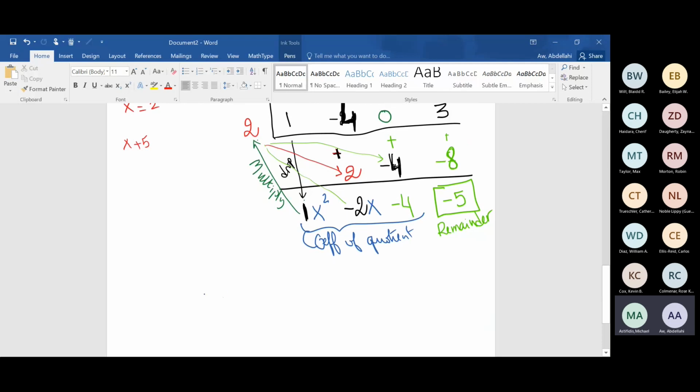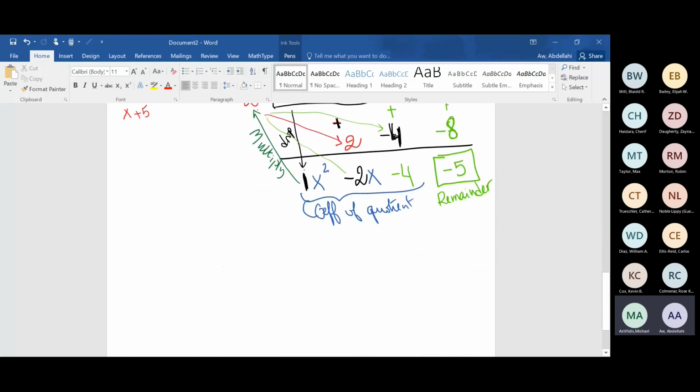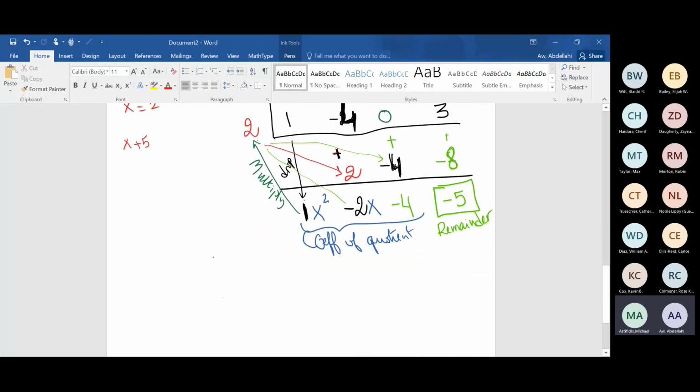So I have x cubed minus 4x squared plus 3 over x minus 2 is equal to x squared minus 2x minus 4, and then plus negative 5 over x minus 2.